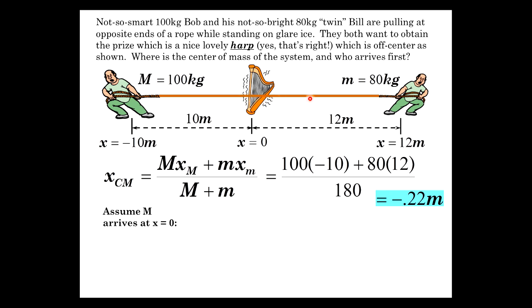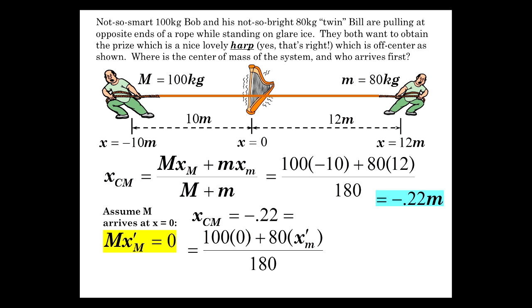Let's use the center of mass equation to figure out where Bill will be if Bob is right here at the harp. So we have m x prime m, in other words, the position of Bob after the fact is 0. He's at the harp. So let's solve for Bill's position, where the center of mass is at minus 0.22, so we can rewrite the equation. We have 100 times 0 plus 80 times Bill's position, so this is what we're looking for, divided by 180. So solving for x prime of Bill, we discover that he is at minus 1.745.